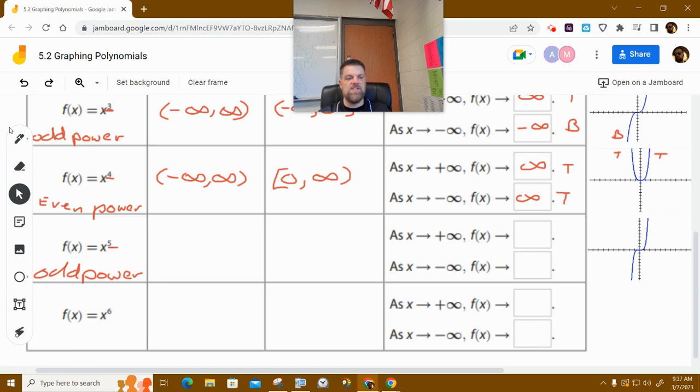So what about this one? Where does it come in and where does it go out? Yeah, it comes in from the bottom, which is negative infinity, and goes out the top, which is positive infinity, right? So as x approaches positive infinity, f of x or y approaches positive infinity. As x approaches negative infinity, f of x also approaches negative infinity. If you read it like a book left to right, it starts on the bottom and works its way out the top.